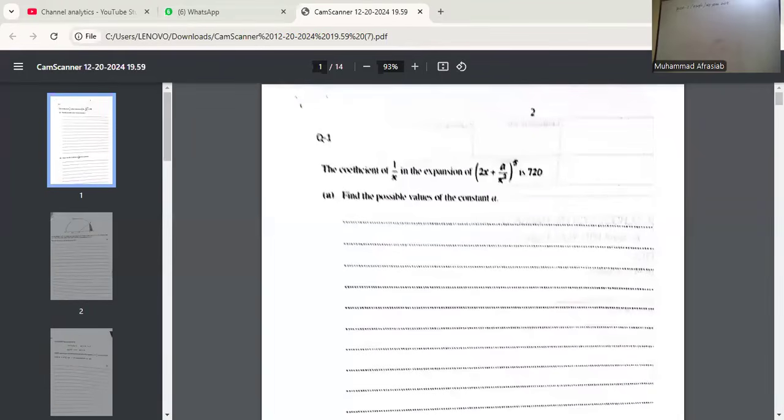Question number 1: find the coefficient of 1 over x in the expansion of (2x + a over x squared) power 5 is 720. Find the possible values of a.